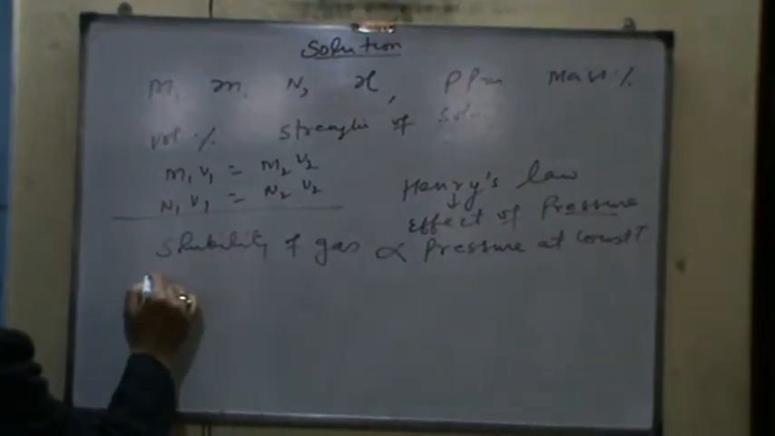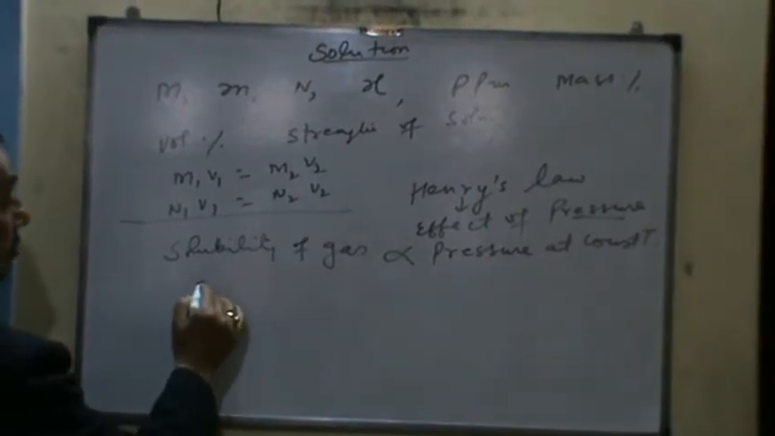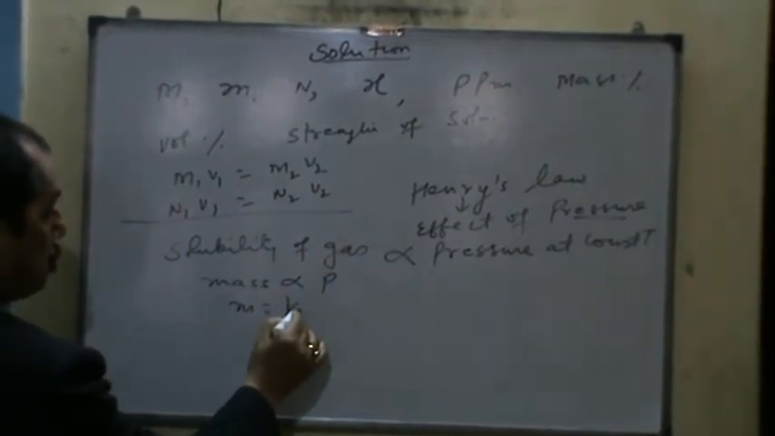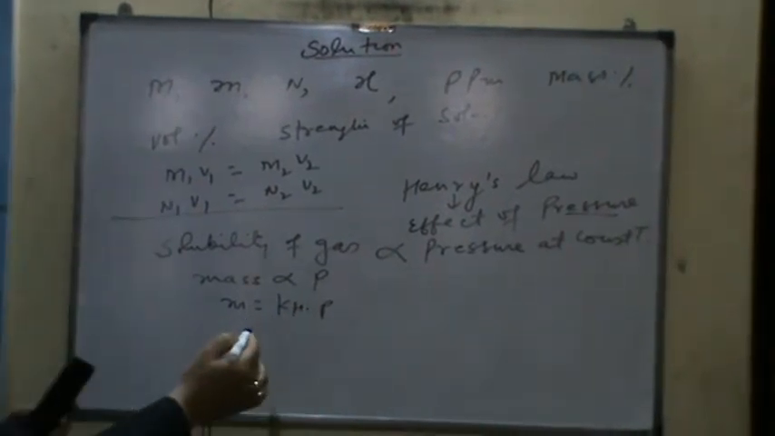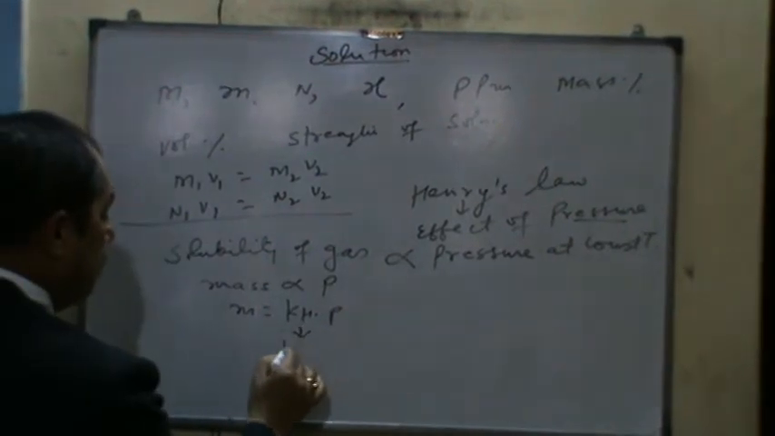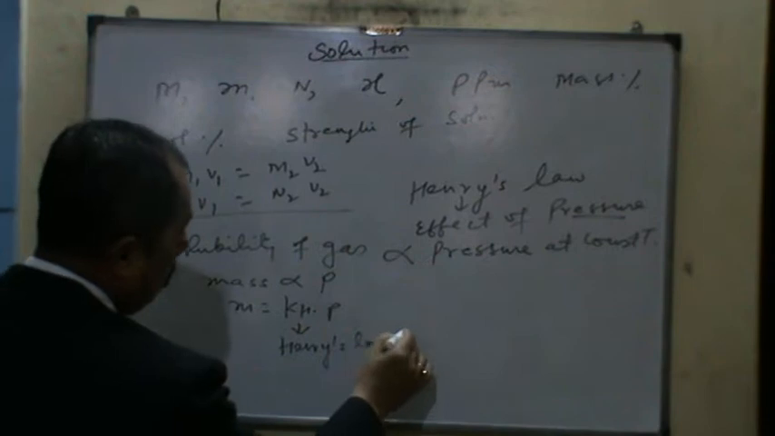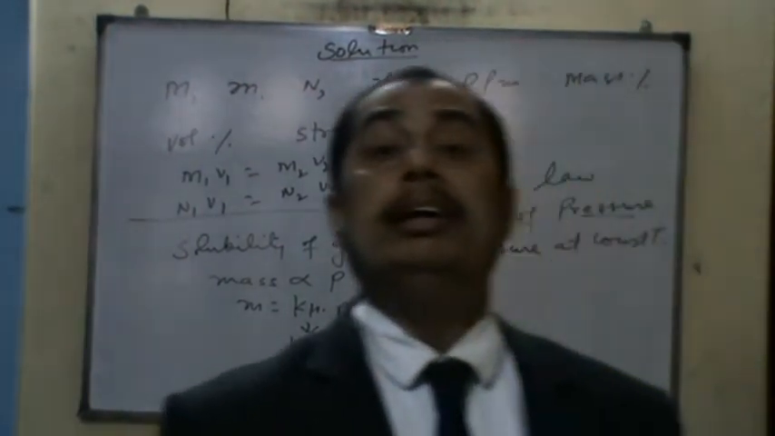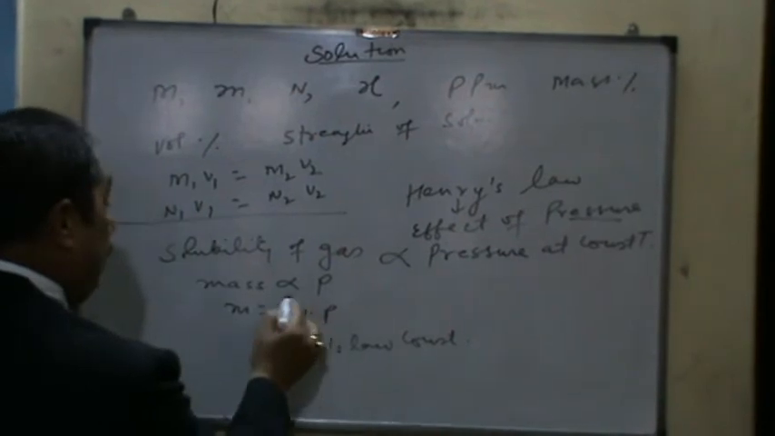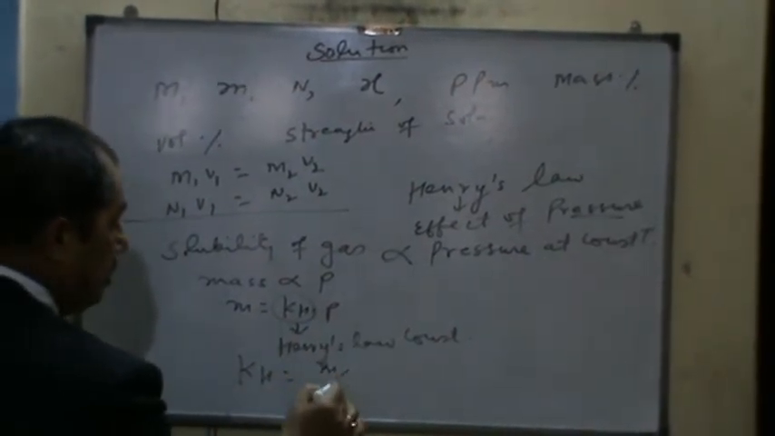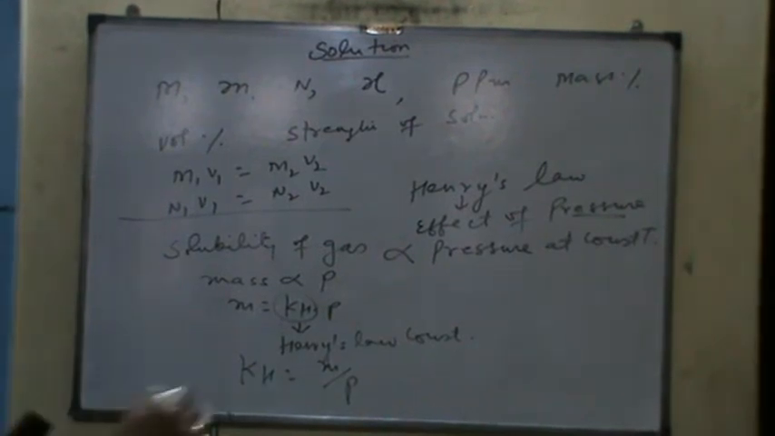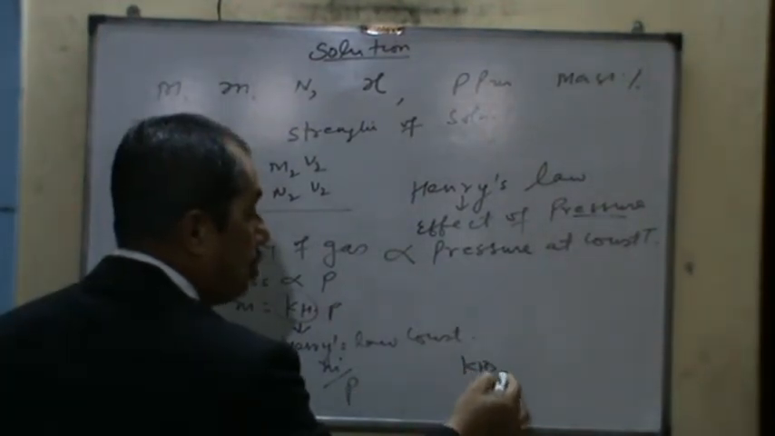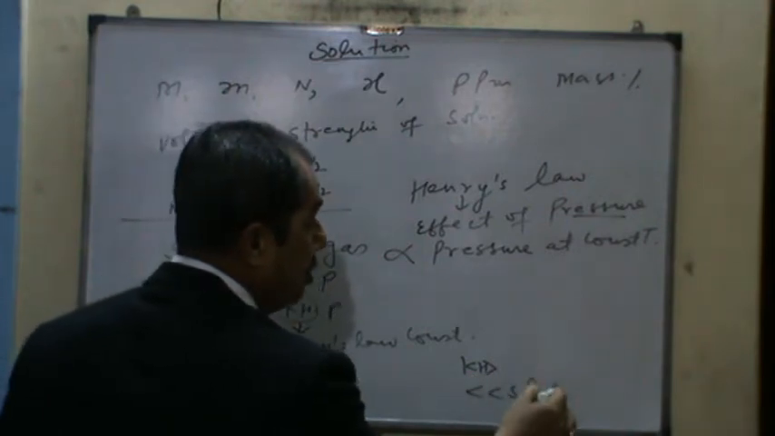Mathematically, Henry law is stated as mass is directly proportional to the pressure. Mass is equal to Kh into P. Now what is Kh? Kh is Henry's law constant, which depends upon the nature of the gas. That is why it has been written, it is the function of the gas. If I take Kh here, the mass divided by the pressure. If mass is kept constant, greater the value of Kh, lesser the solubility, and it's vice versa.